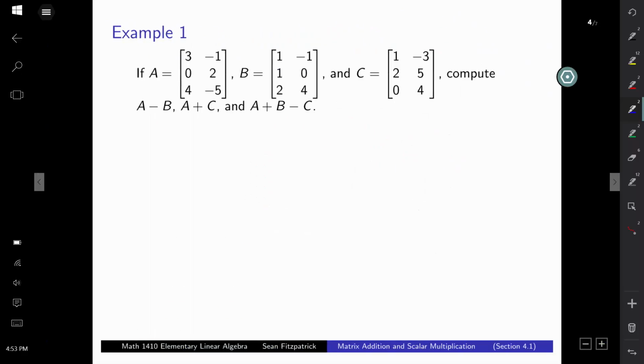All right. Let's do a computational example just to play around with things and see how this works.